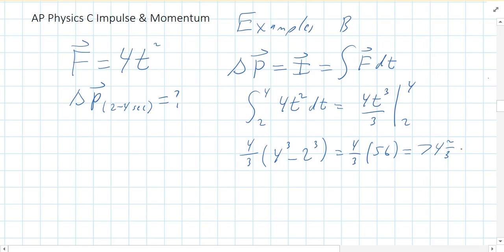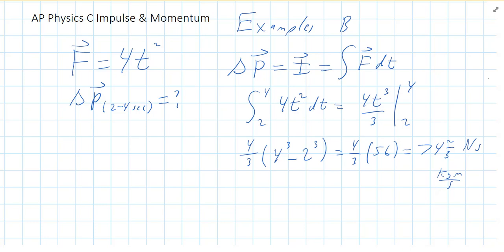And then the units, it's impulse, so it should be Newton seconds, but remember, equivalent to that is kilogram meters per second. So you could technically write either of those down. So that's the impulse imparted to the object. Now, if you want to know the object's change in velocity, I'd have to know its mass in order to do that. Then you can do that.